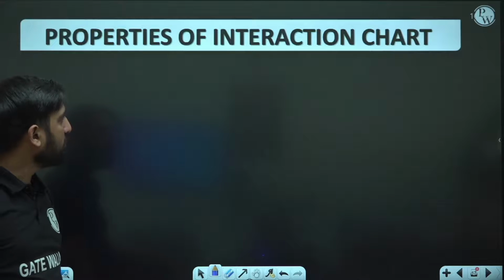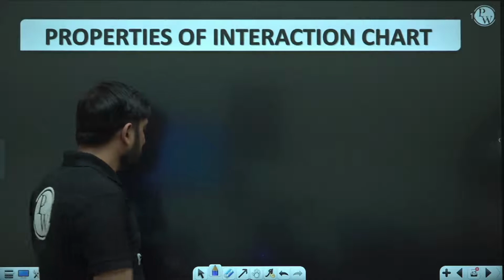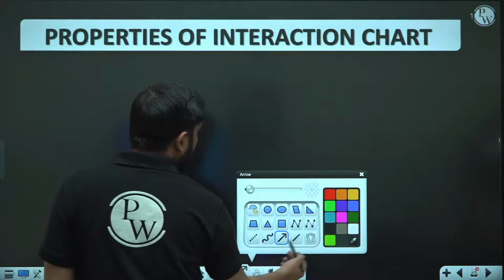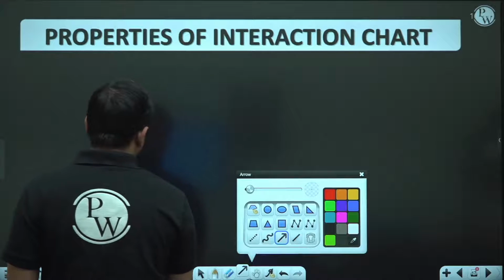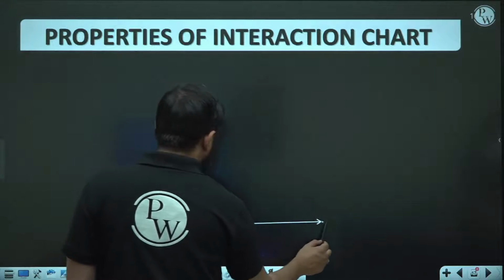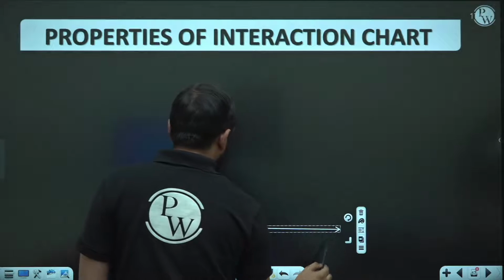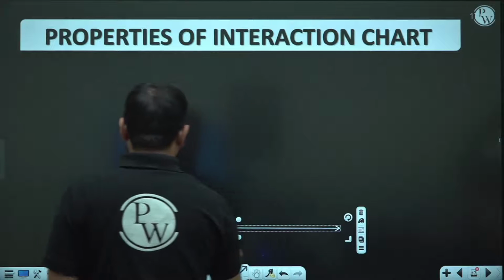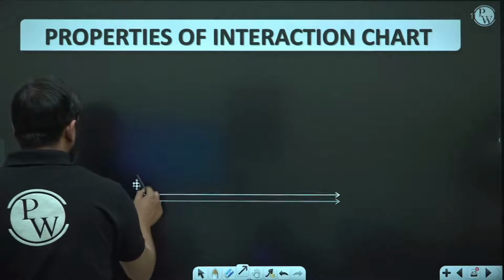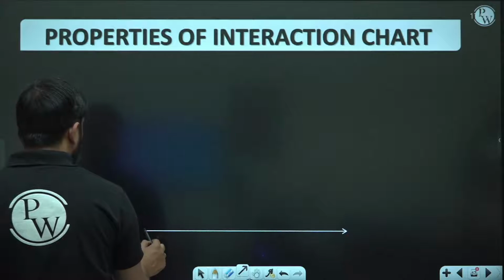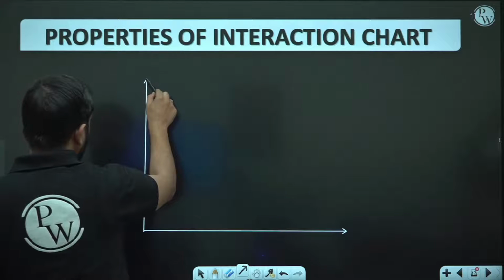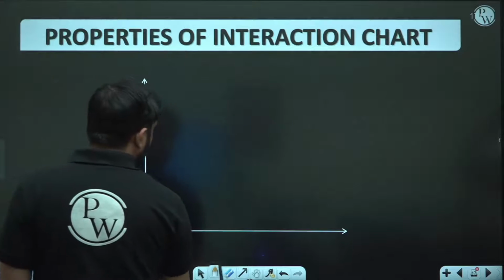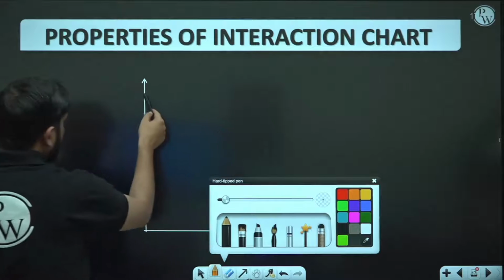So all such properties are important. Let me again explain the properties of this interaction curve. This is your x-axis, Mu upon FCK BD square, and this is your y-axis, Pu upon FCK BD square, and your curve will be like this.